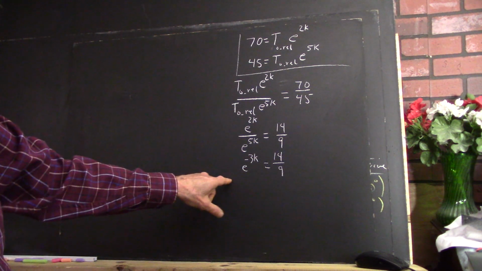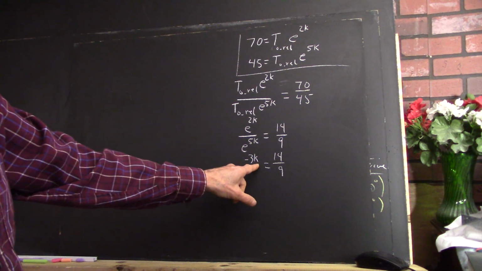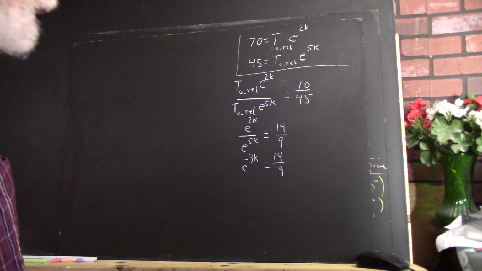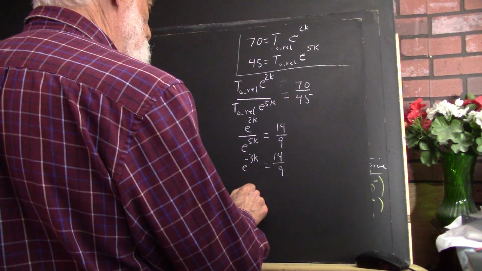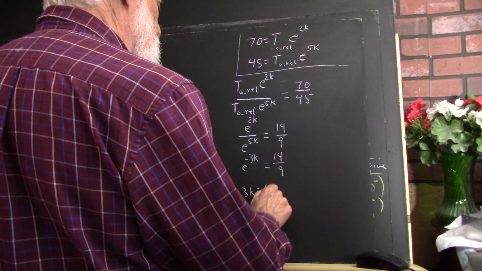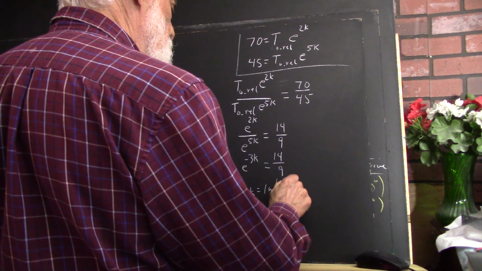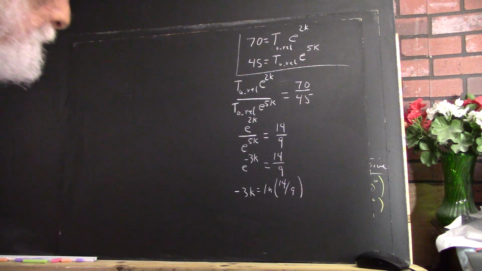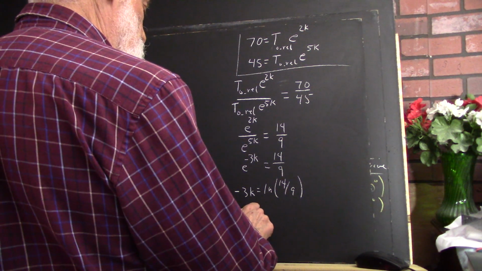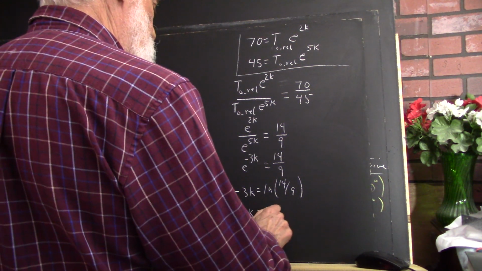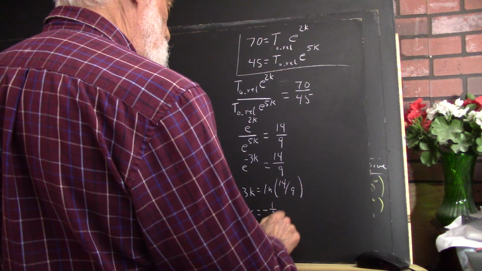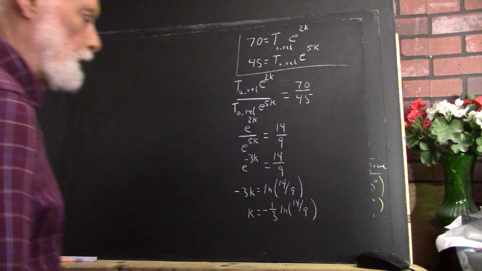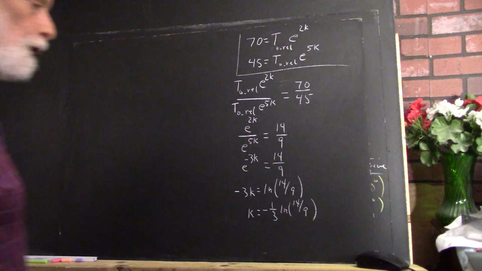And now we have an exponential equation. Our variable is up here in the exponent, so we're going to change to logarithmic form. And we're going to get negative 3k equals the natural log of 14/9, so that k is negative 1/3 times the natural log of 14/9.